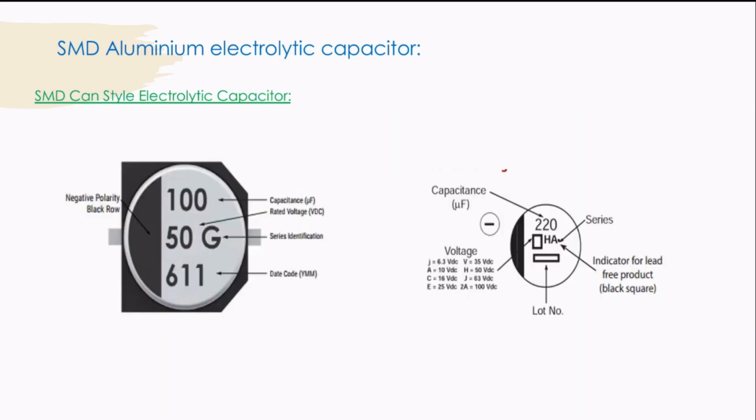Next, these are the other forms for representing can style electrolytic capacitors, in which the value of the capacitance is 100 microfarad and the voltage is 50 volts. Whereas here the value of the capacitance is 220 microfarads and the value of the voltage, if the letter here is H, then the value is 50 volts.